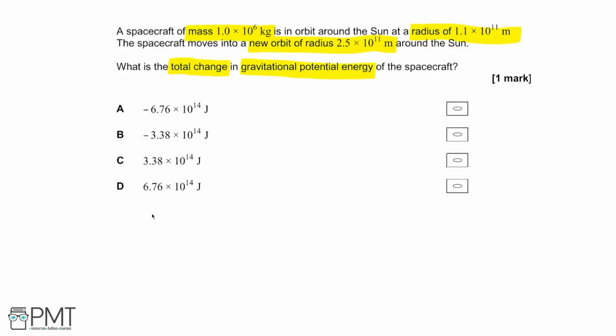In order to answer this question, we need the definition of gravitational potential energy, since that's what we're being asked to calculate. This is given by EP, the potential energy, is equal to minus G, Newton's gravitational constant, m1, the mass of one of the objects, times m2, the mass of the other object, divided by r, the distance between the centers of the two objects, m1 and m2. So it corresponds to this diagram here.